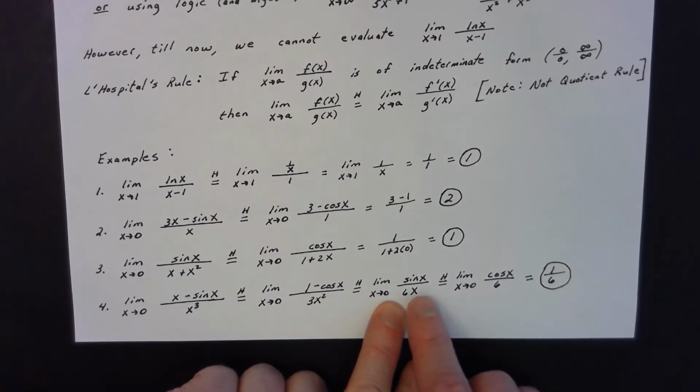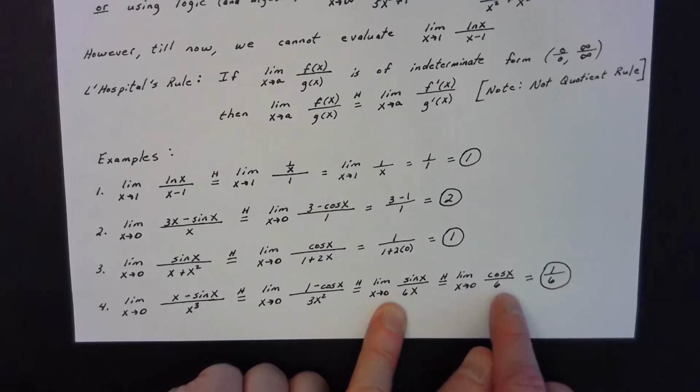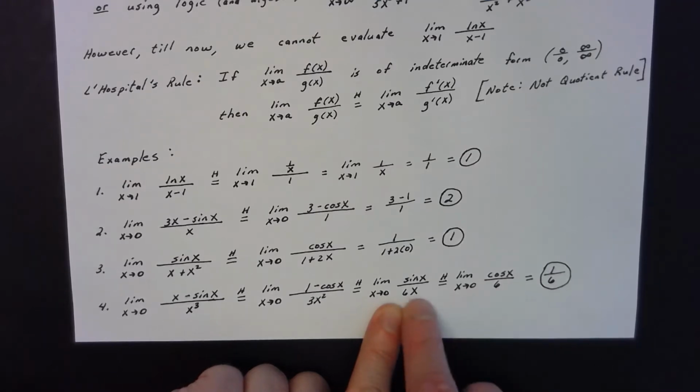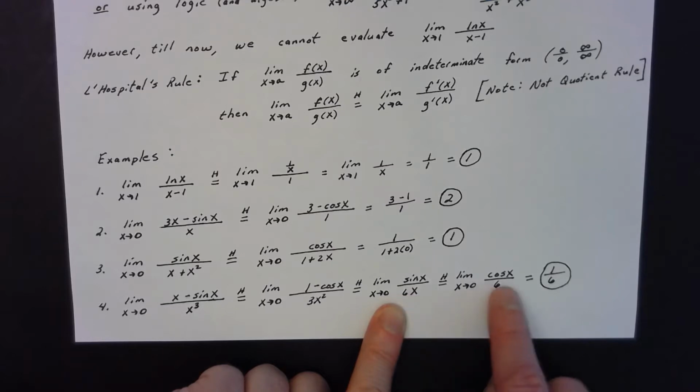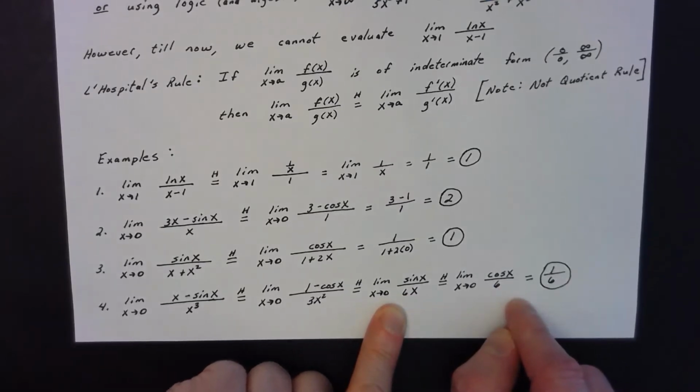Sine of 0 is 0. 6 times 0 is 0. So it's still indeterminate. I use L'Hopital one last time, and I know this time is the last time, not because I see it on my sheet, because I see what the denominator is. Derivative of 6x is 6. The very instant you get a numerator or denominator other than 0, you're done.